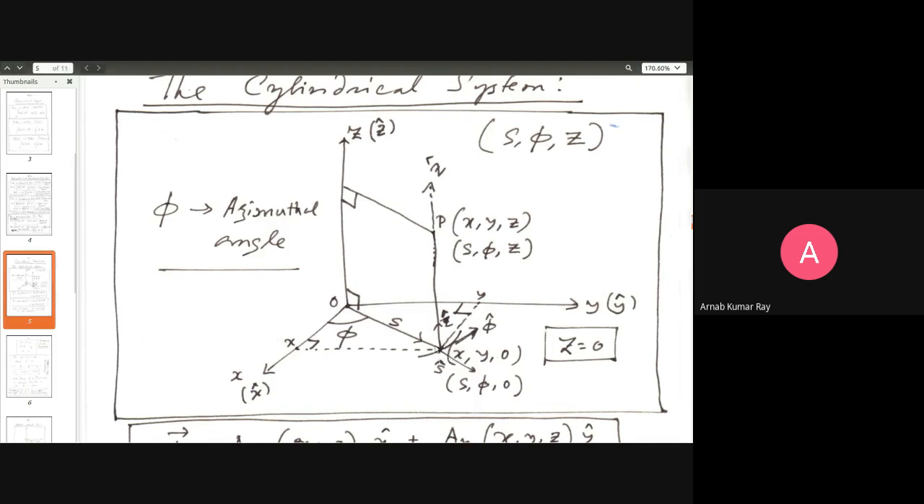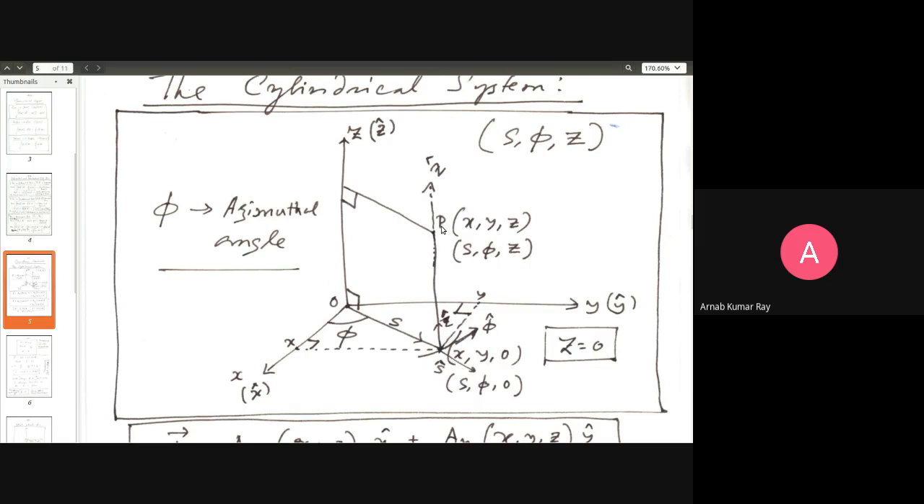Okay, so this point at the foot of the perpendicular from the position of the point P has the coordinates x, y, 0, 0 meaning the z coordinate is 0. On this base plane, the xy plane, the equation of the plane is z is equal to 0. So you have x, y, 0. Those are the three coordinates for the foot of the perpendicular dropped from the point P.